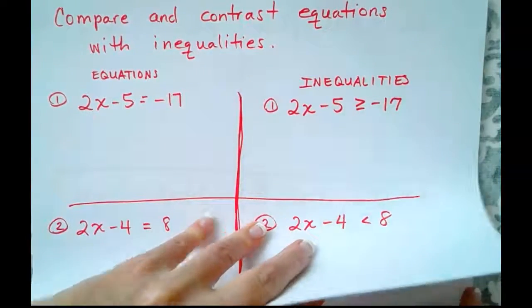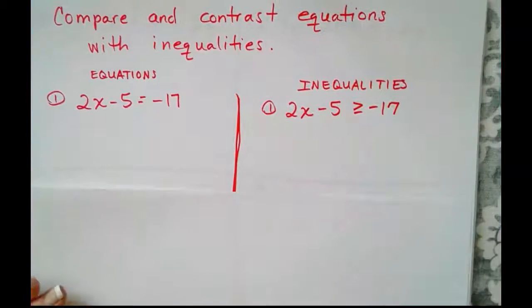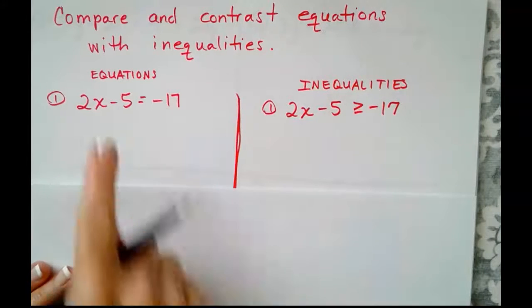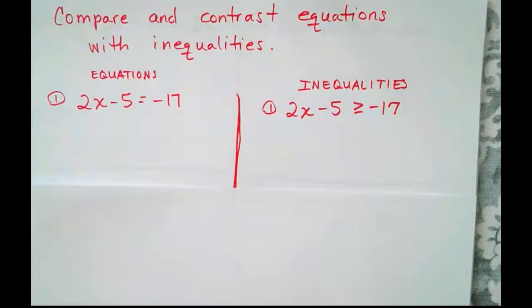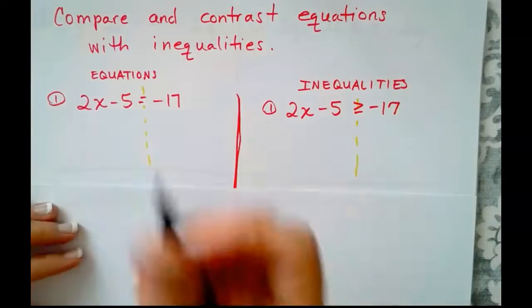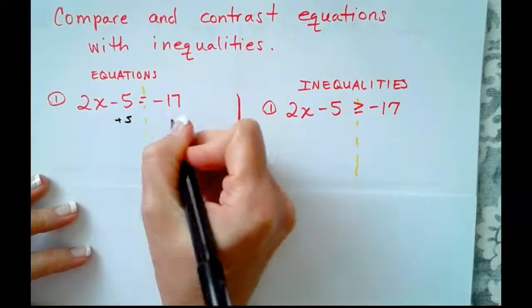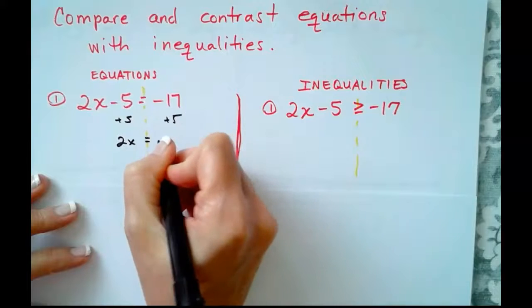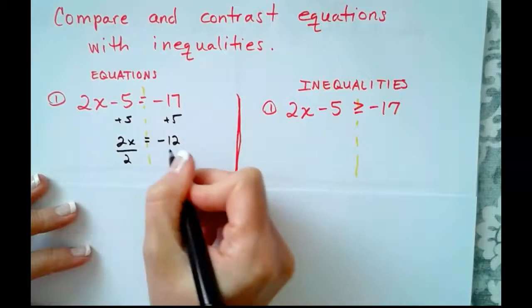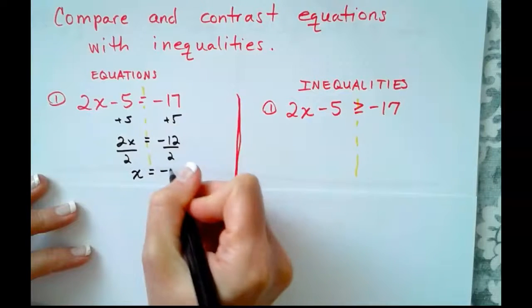So actually, I'll even cover up this problem on the bottom just so it's not a distraction. So if we have 2x minus 5 equals negative 17, I want you to follow the same steps. I want you to keep your equal signs lined up, just like you're going to be keeping your inequality signs lined up. We're going to use the properties of equality in order to solve for x like we did in chapter 1. So we're going to start with plus 5, 2x equals negative 17 plus 5 is negative 12. Divide by 2, x equals negative 6.